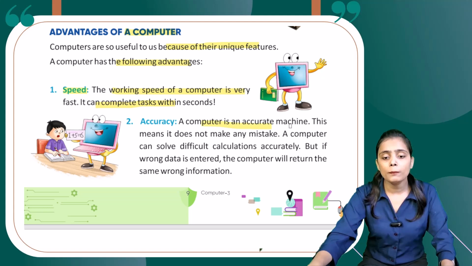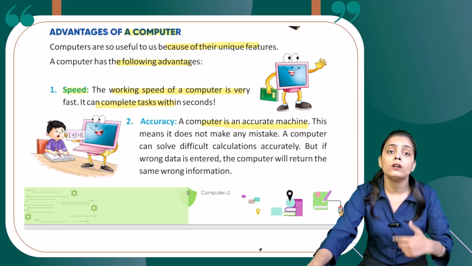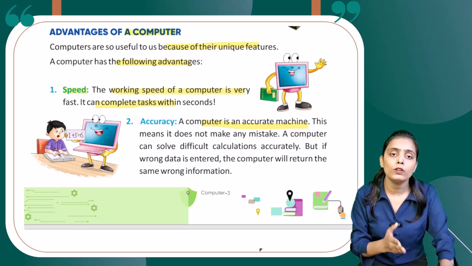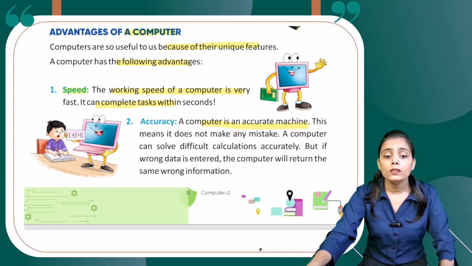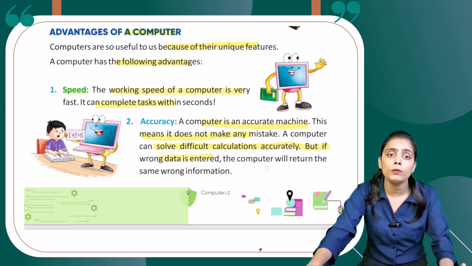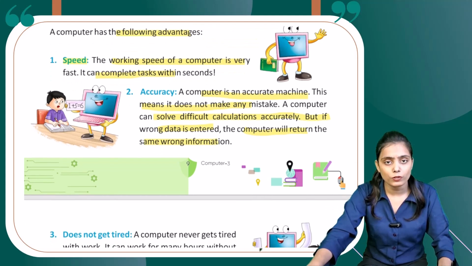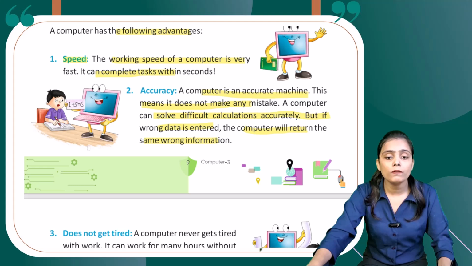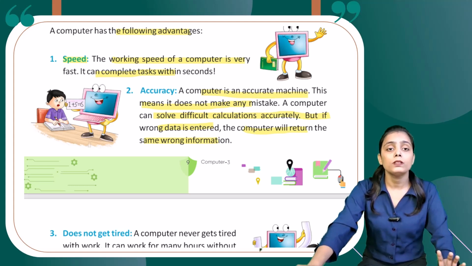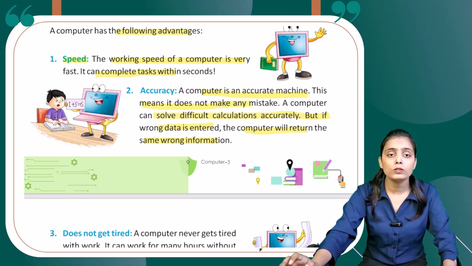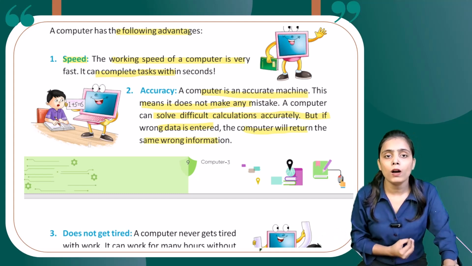And accuracy, a computer is an accurate machine because there is no chance of an error. If you are giving a right input, then it will give you a correct output. This means it doesn't make any mistake. A computer can solve difficult calculation accurately, but if wrong data is entered, as I told you, wrong input or wrong data, the computer will return the same wrong information. Okay, so you must need to give the right data, so that you can't get any wrong output.